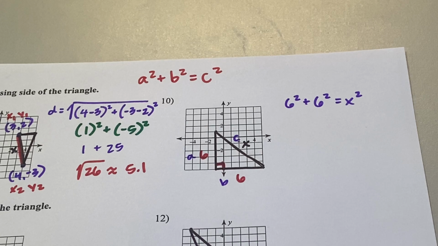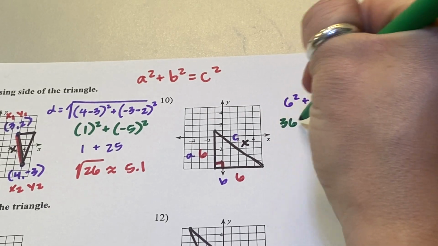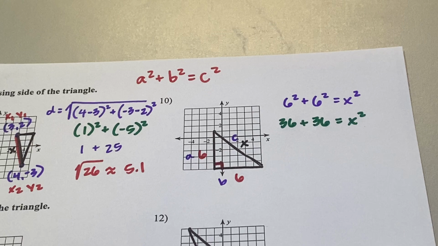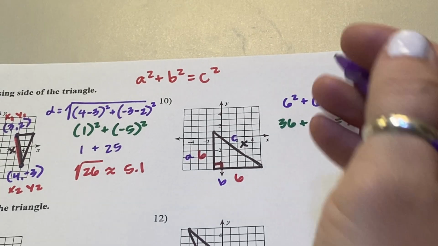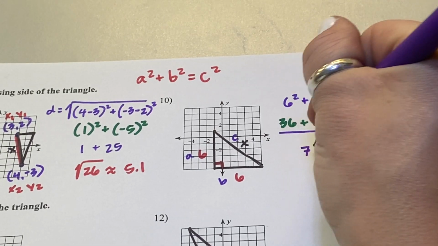Okay, from here you guys know to just get rid of those squareds where you can. What is 6 squared, or 6 times 6? 36 plus another 36 equals x squared. Now, do I need to move those 36s or combine those 36s? Combine. They're both on that side. So go ahead and combine them. 36 plus 36 is going to give us what? 72.